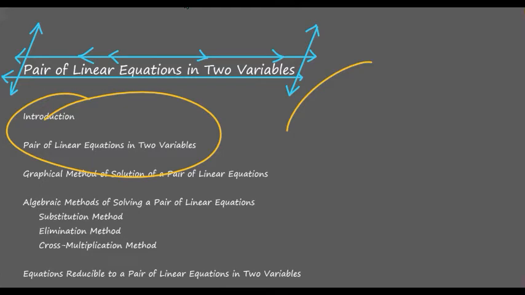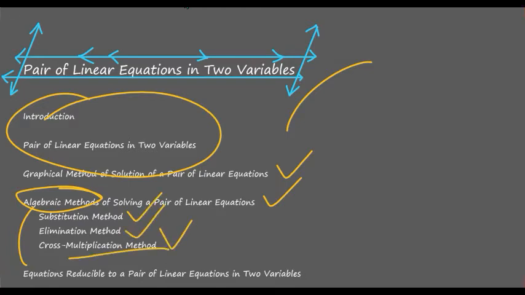Then we shall go for the solving of the linear equations, which includes two methods, where the second method is again subdivided into three other methods. The first method is graphical method, which uses graph definitely and plotting these lines as you did in your previous class on the graph paper to solve for the two variables. And then comes the algebraic methods, where the solving of pair of linear equations is done using three techniques: the substitution method, elimination method, and cross multiplication method.